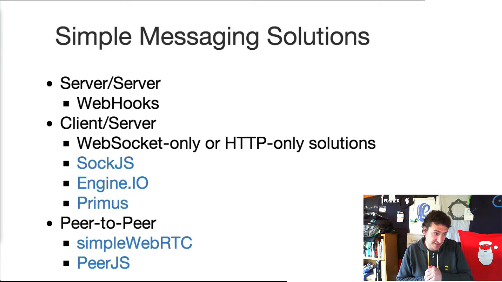In fact, all of the client-server options are written in Node.js. Primus is actually an abstraction above the engine, so it can use SockJS or Engine.io.